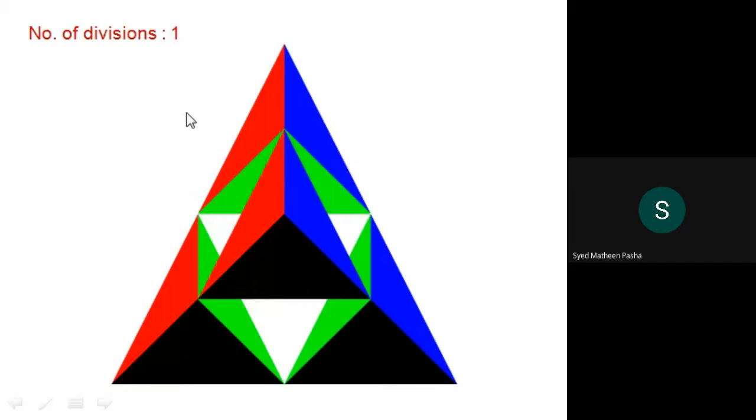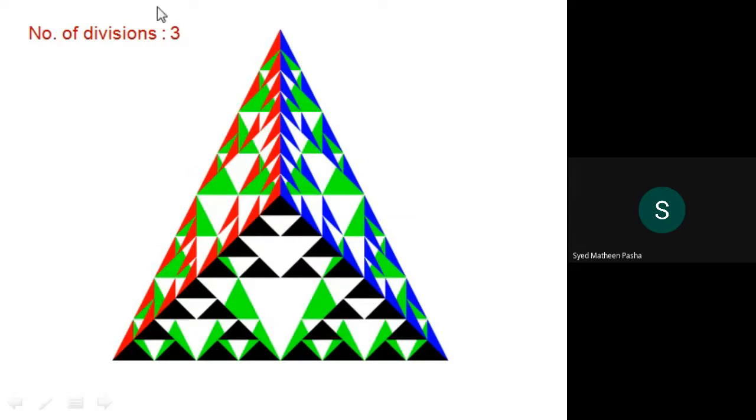Then in the second step, there is 1 division. One division in the sense you are dividing the triangle into 4 faces. That is, a particular triangle is there, and you are dividing that particular triangle into 4 different triangles here. So this is the second stage.